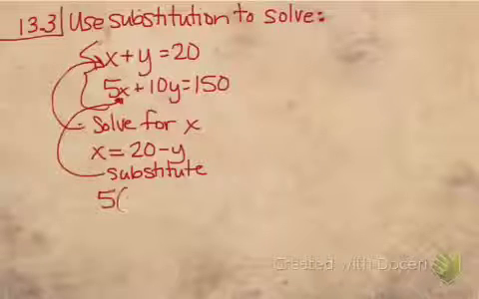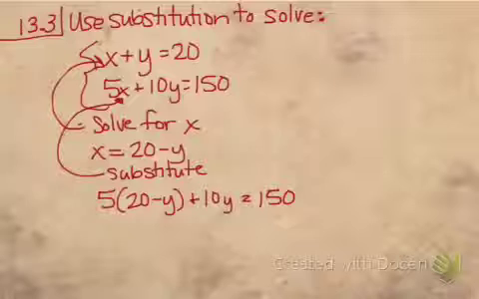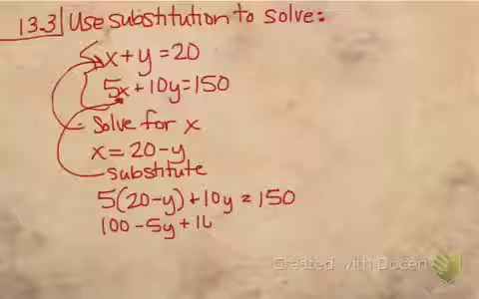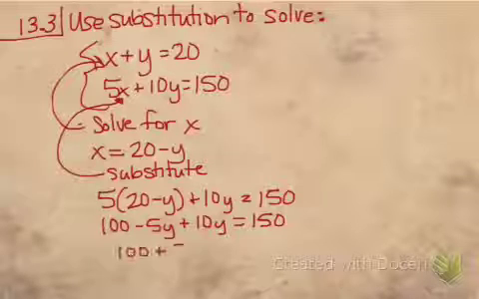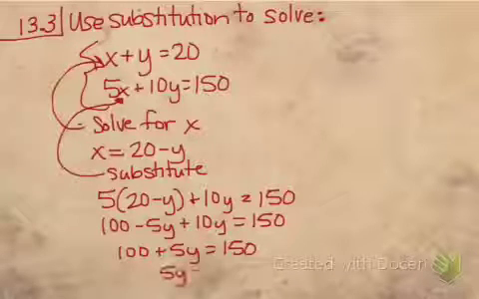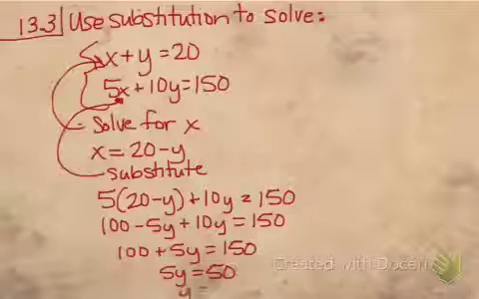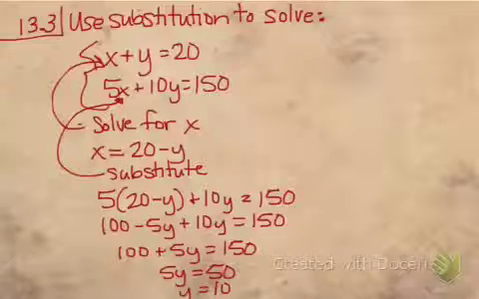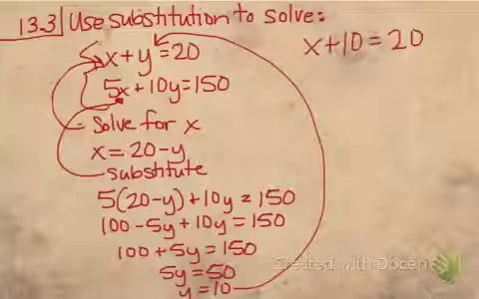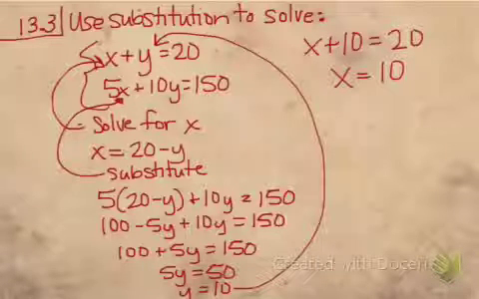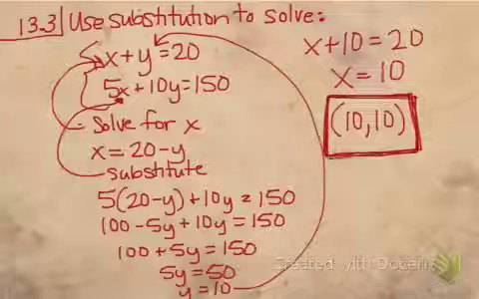So we get 5 times 20 minus y plus 10y equals 150. So 5 times 20 is 100, minus 5y plus 10y equals 150. 100 plus 5y is 150, so 5y equals 50, and y equals 10. We'll take that and plug it in. So x plus y is 20, y is 10, so x is going to be 10. Our solution then is 10.